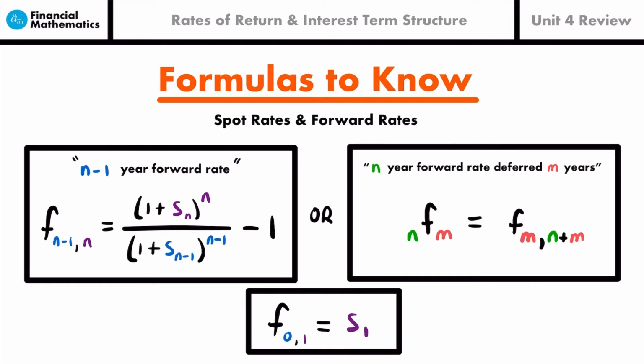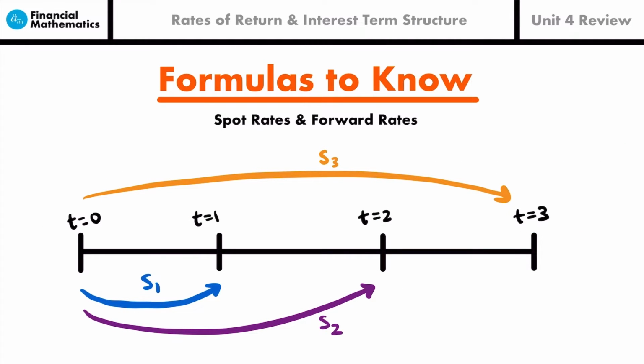Now, just to remind you of how spot rates and forward rates work and this whole idea of an interest rate term structure, let's quickly take a look at a timeline here. Remember that when you use spot rates, you are looking at interest rates that accumulate interest for certain term lengths starting from today, time equals 0. So S sub 1 is a spot rate for a 1-year term length. S sub 2 is a spot rate for a 2-year term length. And S sub 3 is a spot rate for a 3-year term length. Notice that they all start at time 0, or today.